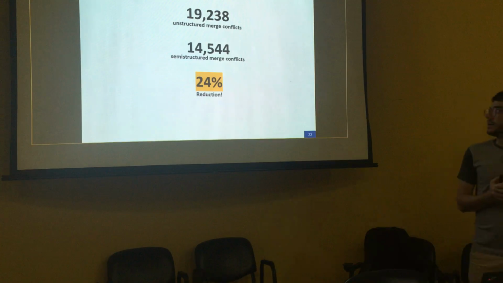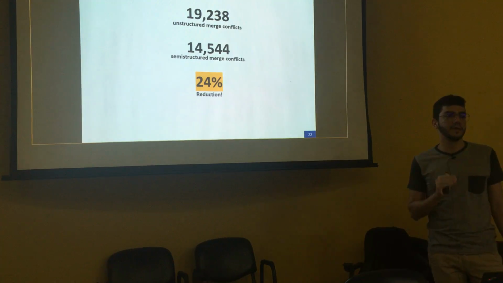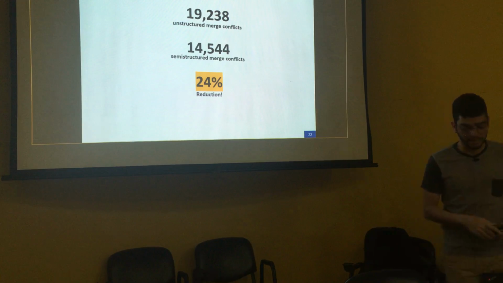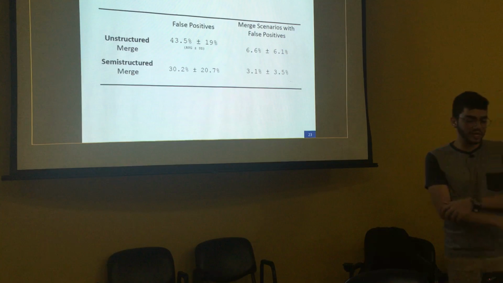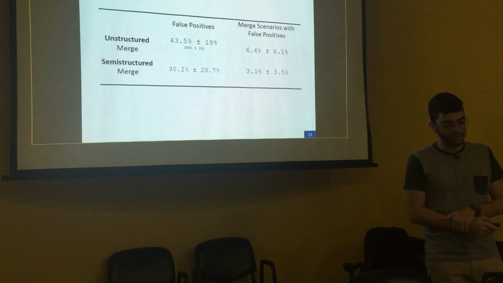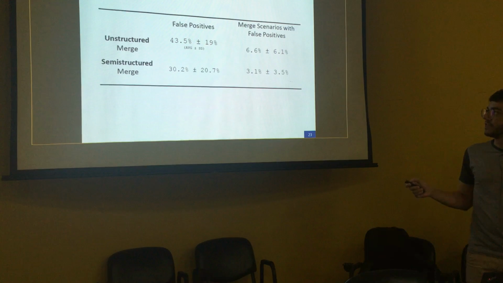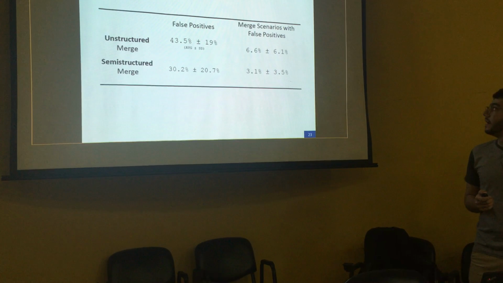Now the results. Considering aggregate scenarios of all projects in our sample, we found that semi-structured merge was able to reduce the number of reported conflicts by 24%. To answer our first research question, we need to compare the number of additional false positives of each strategy, and we found that the average number of semi-structured merge additional false positives is lower than unstructured merge. We also found that semi-structured merge has, on average, fewer merge scenarios with additional false positives than unstructured merge.